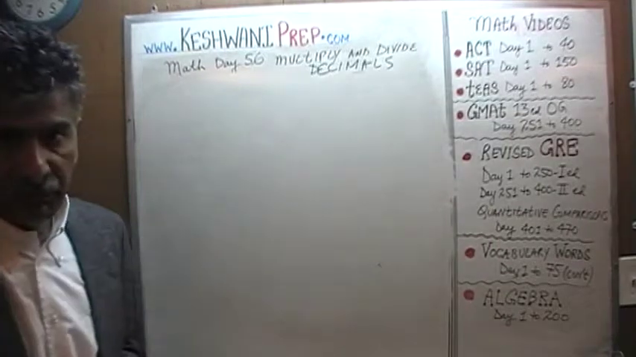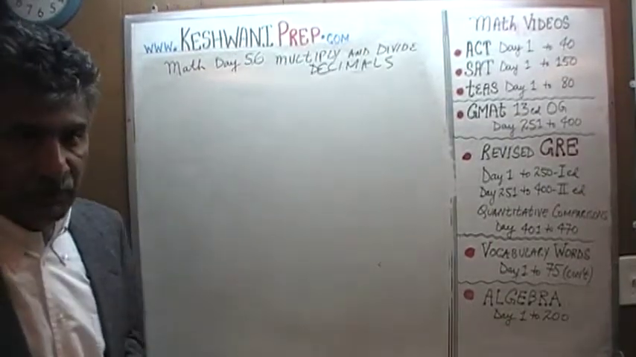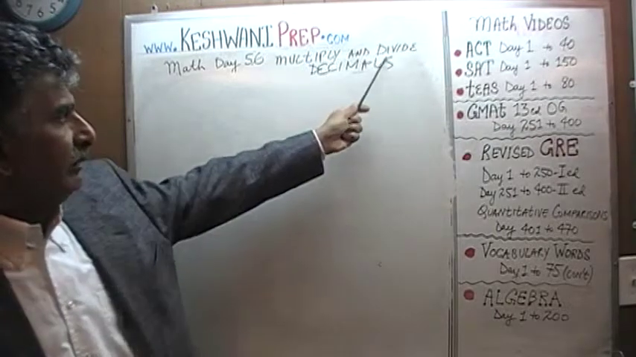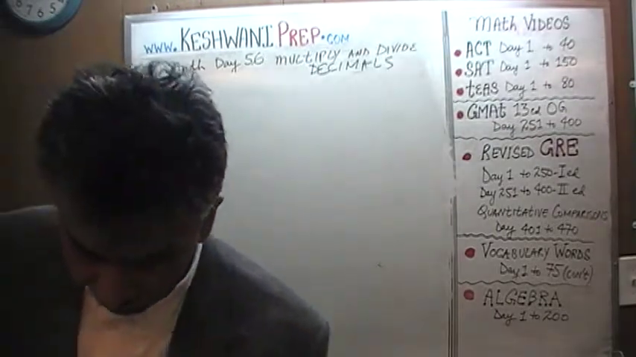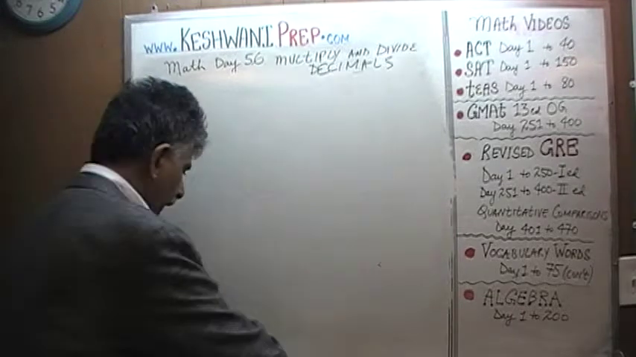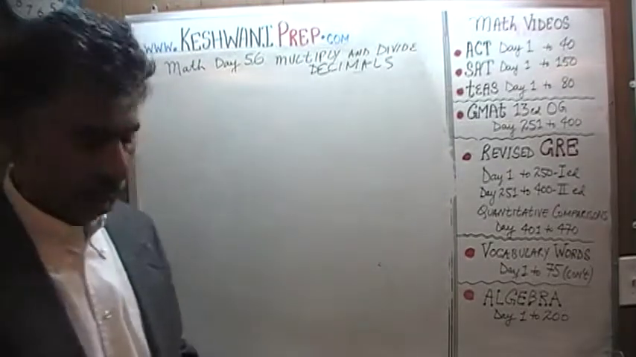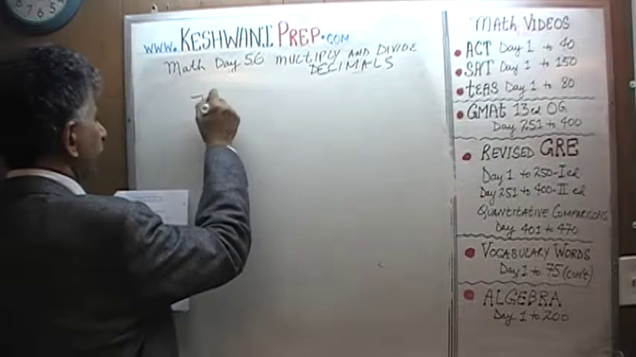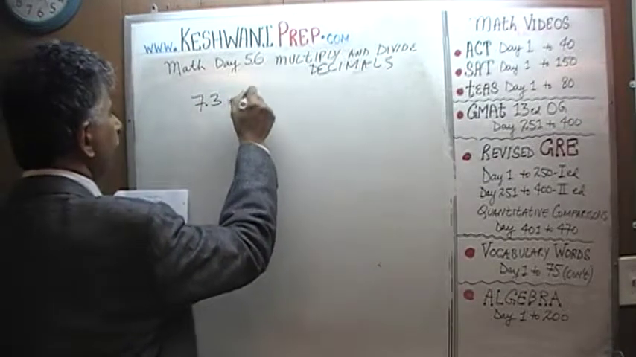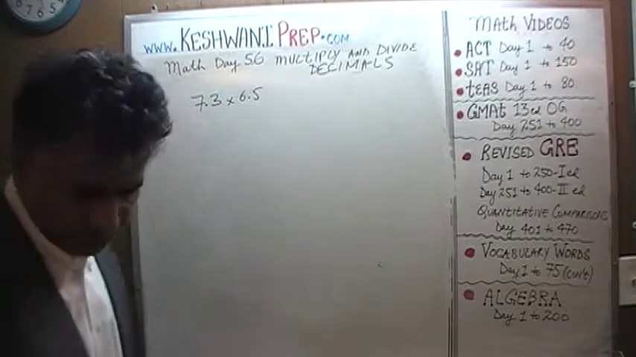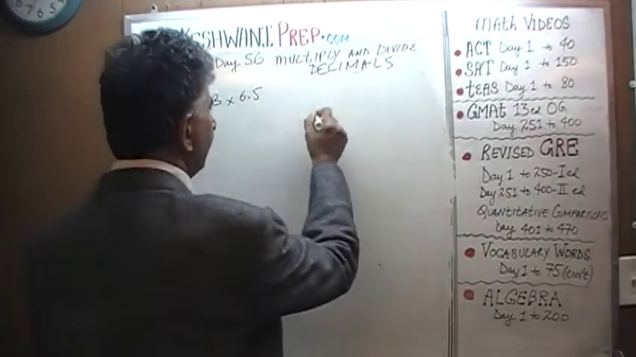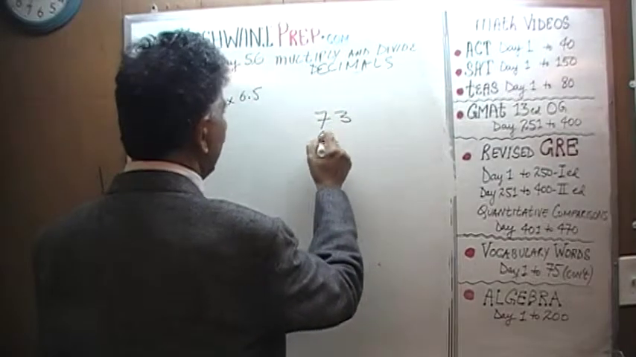Today is our lesson number 56. Today we're going to continue the topic that we started 2 or 3 days ago, which is how to multiply and divide decimals. Let's take a look at the first problem we have today. How to multiply and divide decimals. Here's the first problem. How much is 7.3 times 6.5? Multiplying 7.3 times 6.5 is no different than multiplying 73 by 65.